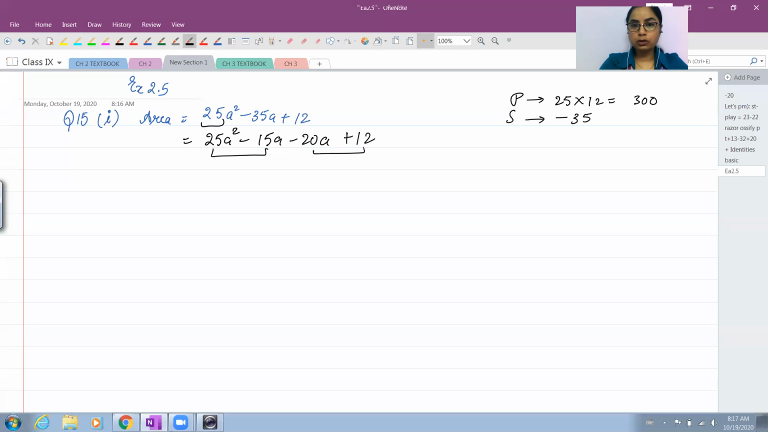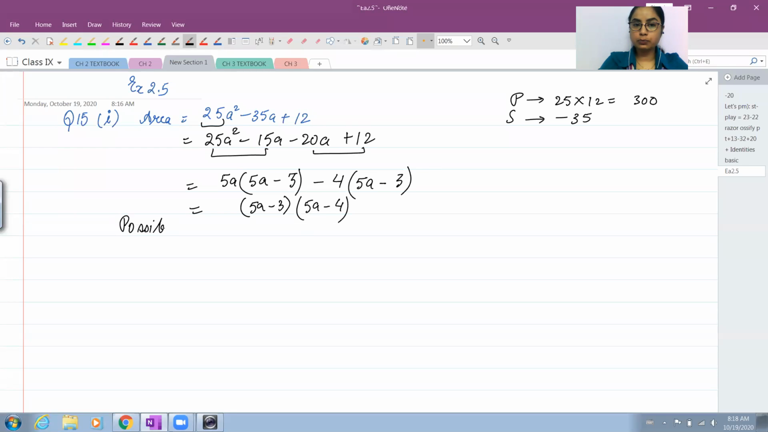Now you can pair up your terms and factorize further. From the first two terms, the common value is 5a and you're left with 5a minus 3. And from the last two terms, the common value is minus 4 and the factors left inside are 5a minus 3. Again, my common factor is negative, so the terms inside the brackets will change their signs. This is something which is missed, and you have a common binomial now. That's how you know your factorization is correct. And the possible values are these two linear factors, the possible values for length and breadth.